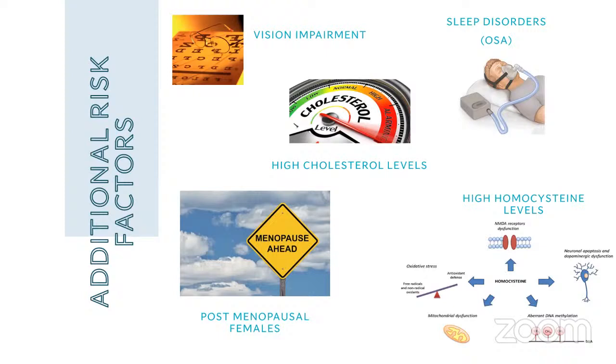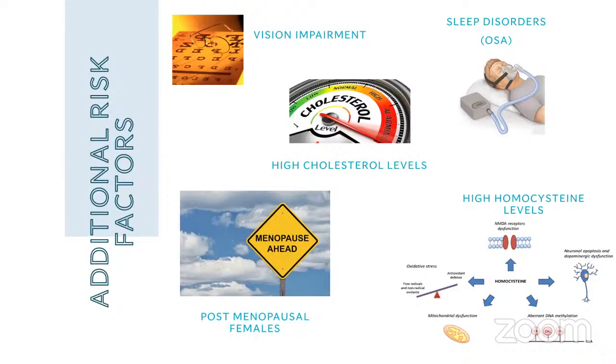sleep apnea. Some studies have shown that it's related to Alzheimer's disease, due to impaired clearance of the beta amyloid from the CSF. And also, in postmenopausal women, the reduction of hormone is linked to Alzheimer's disease. And finally, the high level of homocysteine.